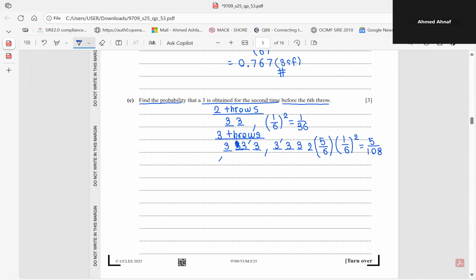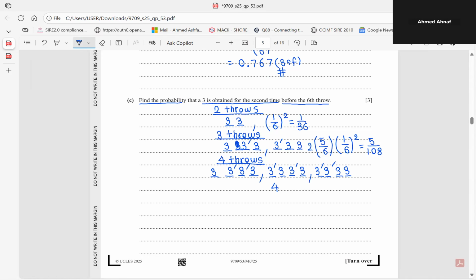5/108. And then for four throws, you can have 3 on the first throw and the next 2 throws not 3, and the final throw would be 3. Or you can have 3 in the second attempt, not 3 here, and 3 in the final attempt. Or you can have 3 in the third attempt and 3 in the fourth attempt.